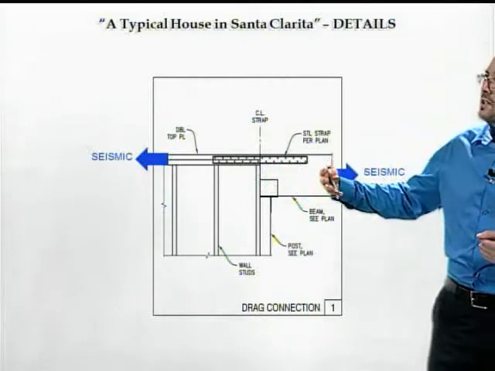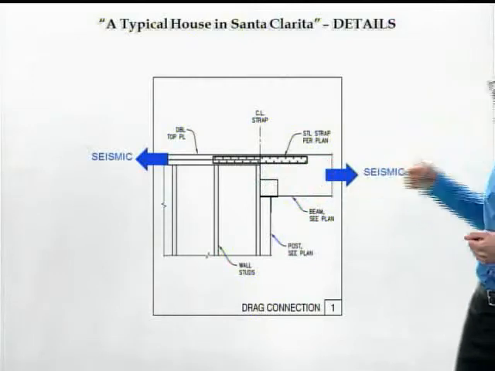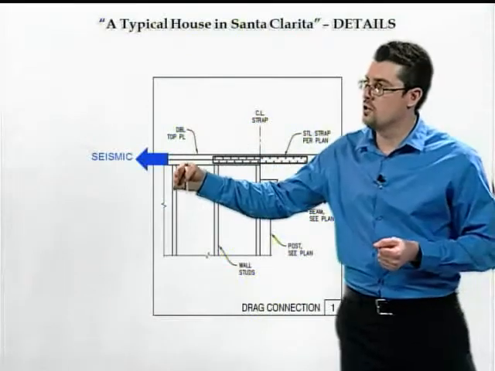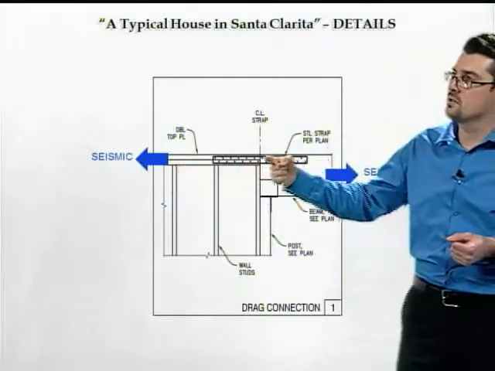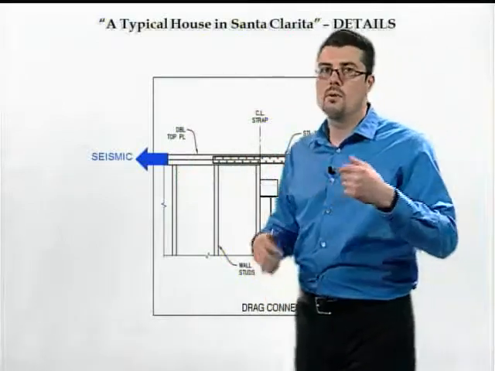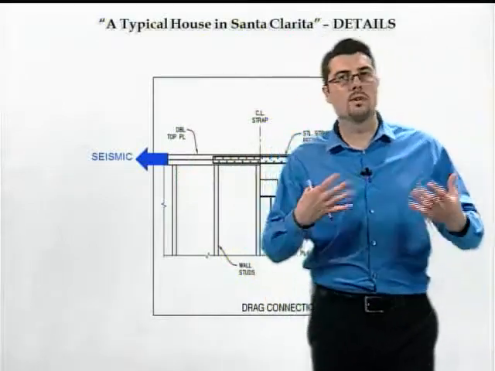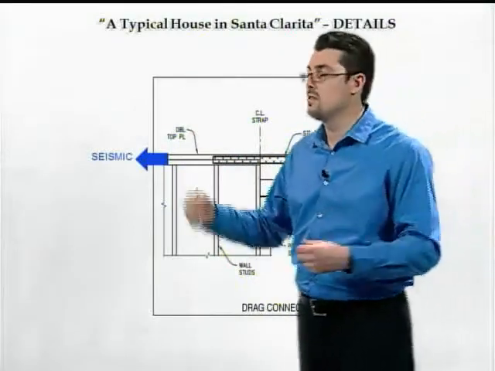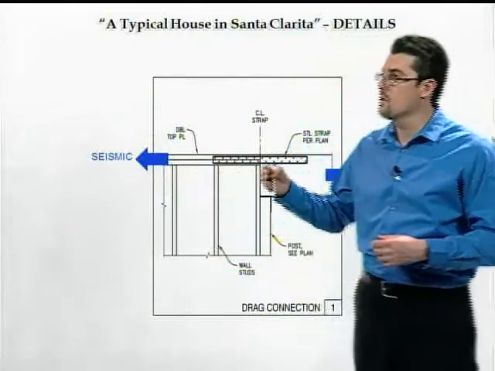I've got seismic forces pulling on that beam. Those seismic forces have to transfer to the shear wall, and the way that's accomplished is through this steel strap. Okay, a lot of details. Remember, sometimes designers, builders, inspectors, plan checkers, sometimes we don't think in three dimensions. This is a good example. You've always got to think in three dimensions.